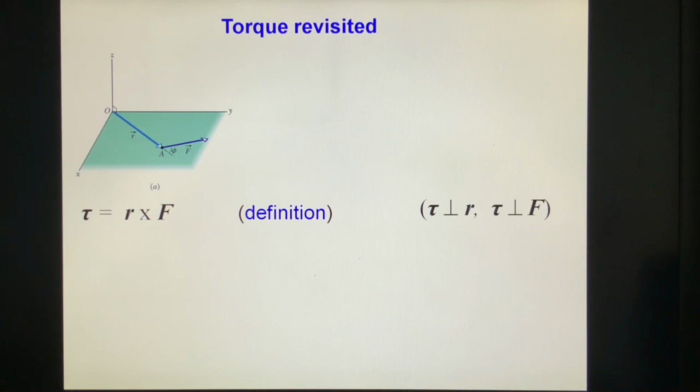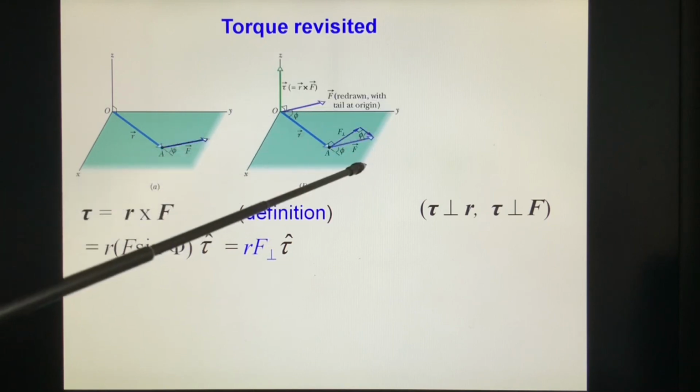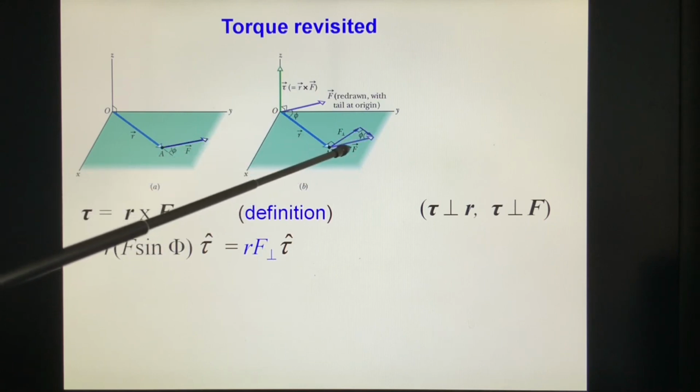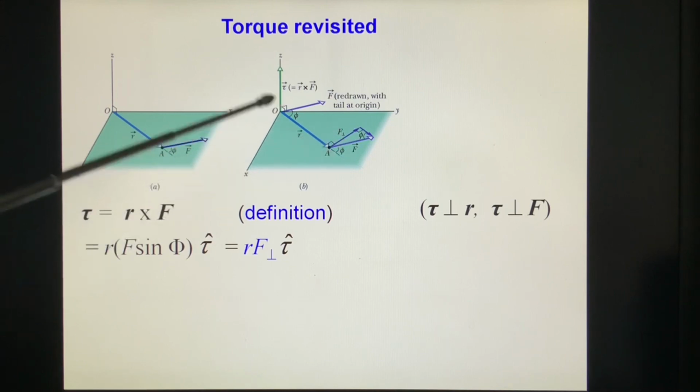This is the definition. And we rewrite it: the magnitude of the cross product of the two vectors equals R F sine phi, and the direction is given by the right-hand rule. We can combine F and sine phi to get F perpendicular. What is it? Phi is the angle between F and R. F sine phi is this one, the component of F perpendicular to R.